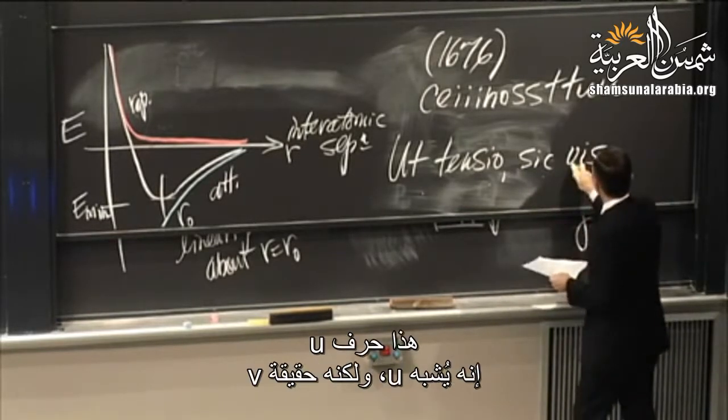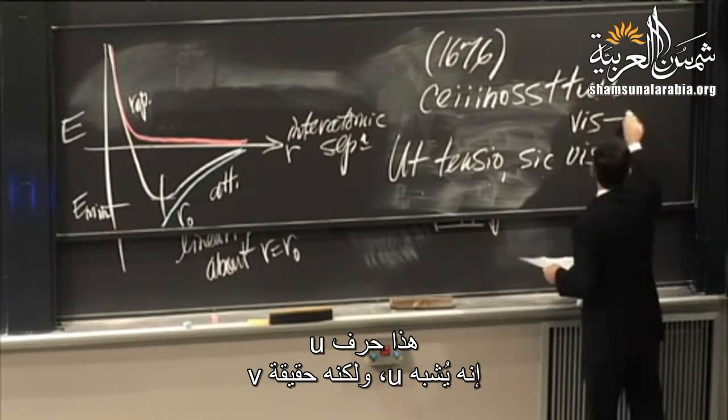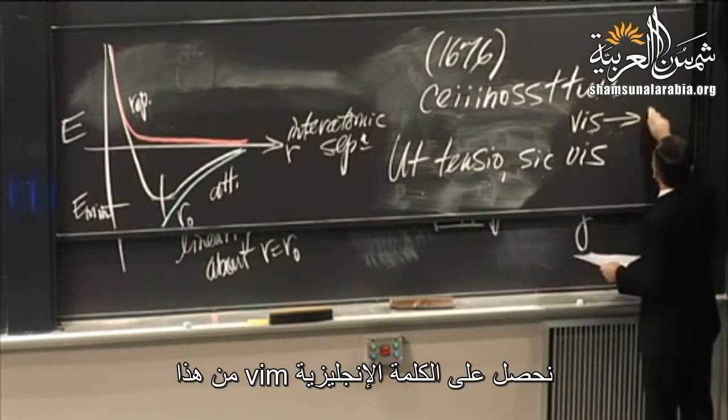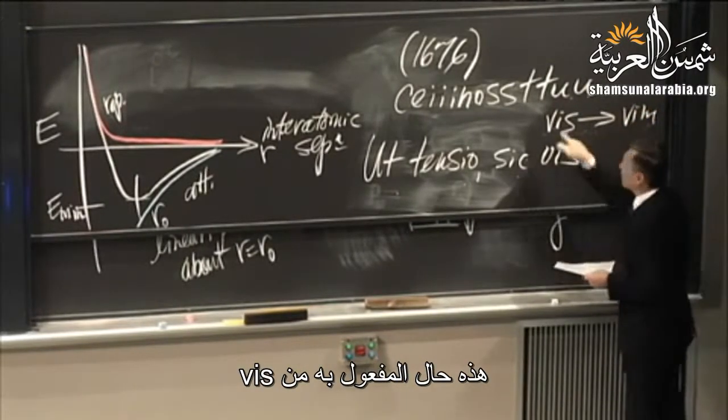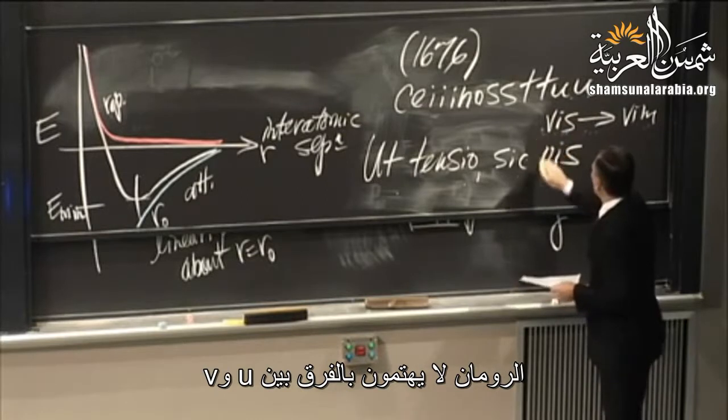Nice, huh? This is U. That's why the U, but it's really V, vis. We get the English word vim from this. This is the accusative form of vis. And you might say, the Romans didn't care between the U and V.